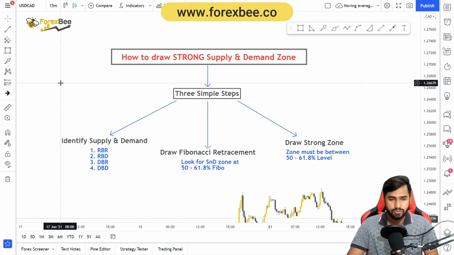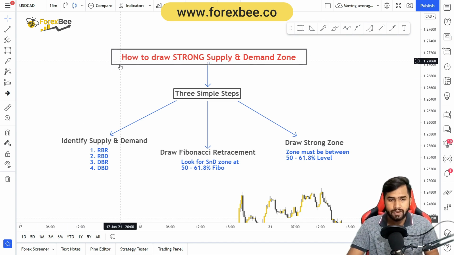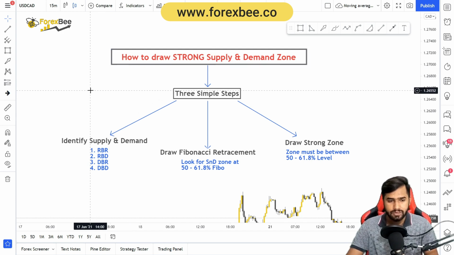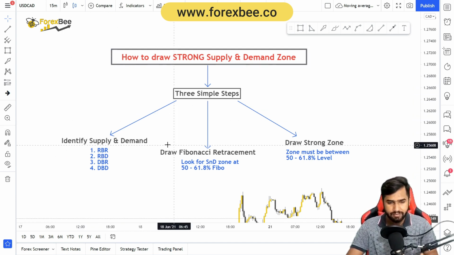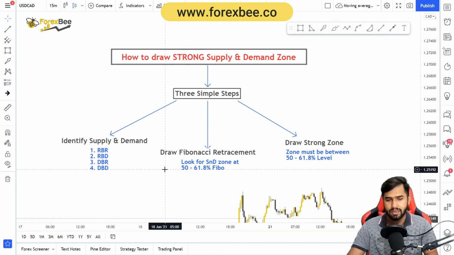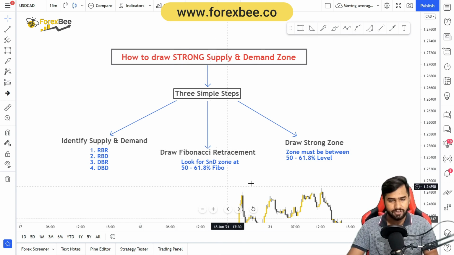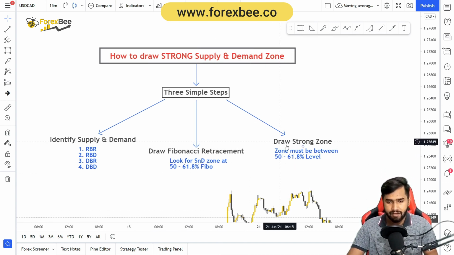So in order to identify the strong supply and demand zones, there are basically three steps that we need to follow. The first step is identifying the supply and demand zones. The second step is adding a confluence or a filter of Fibonacci retracement. We need to draw the Fibonacci retracement, and then the third step is basically we need to draw the strong supply or demand zone.